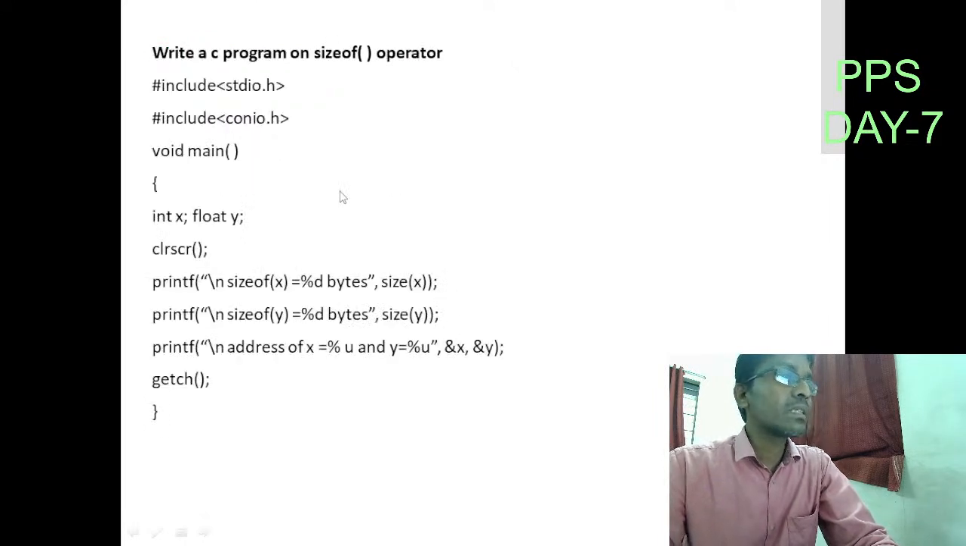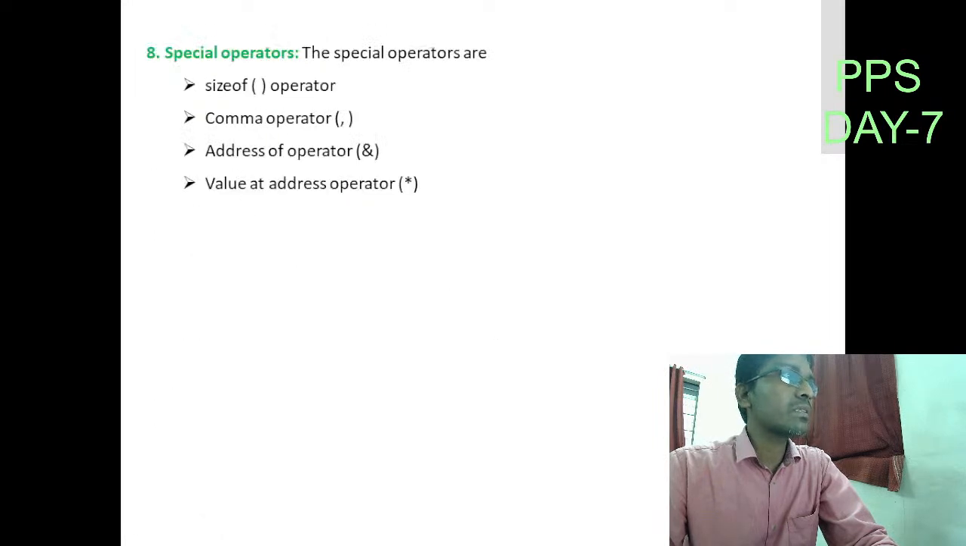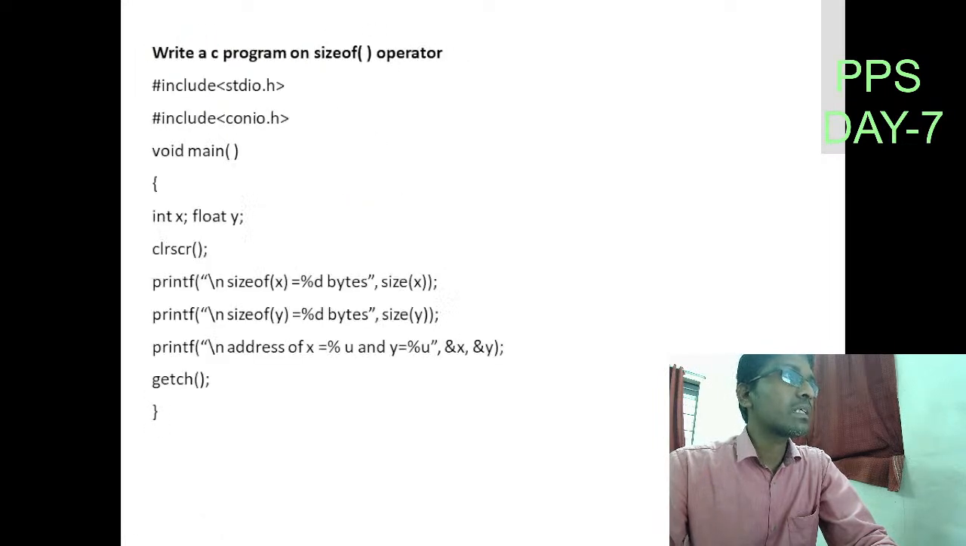So let us see the first special operator, the sizeof operator. So what is the sizeof operator? With the help of this sizeof operator, you can find out how many bytes a data type is going to occupy. So by using sizeof followed by variable x, here the variable x can be declared as an integer data type.